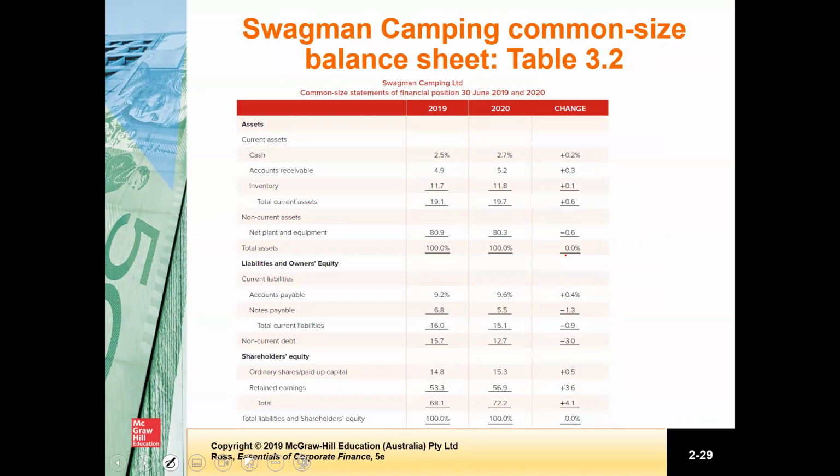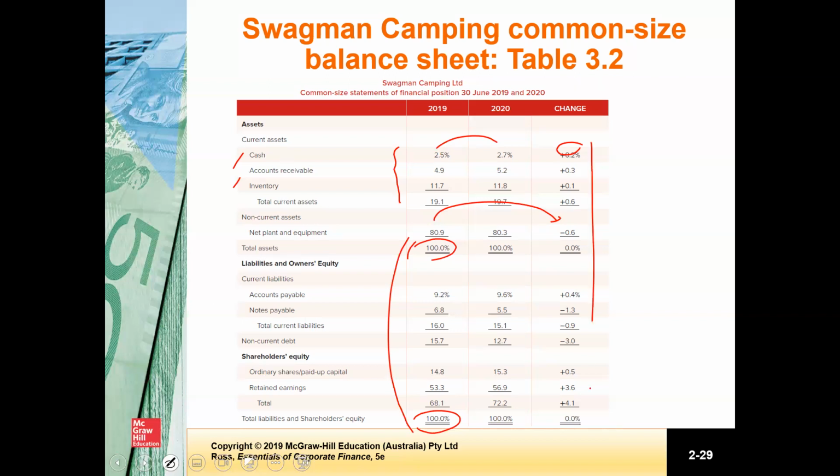Okay, so look at this. All of the items you can see are not in dollars anymore. They are a percentage of what? Percentage of total assets. Okay. And also percentage of total liabilities and equity. Obviously, these two are the same for a balance sheet. Okay. And you can see that now comparison is easier. So cash has increased by 0.2%. And you can see the net plant and equipment has decreased in 2020 compared to 2019. So it's very easy now to compare how the company performed in 2020 compared to 2019.